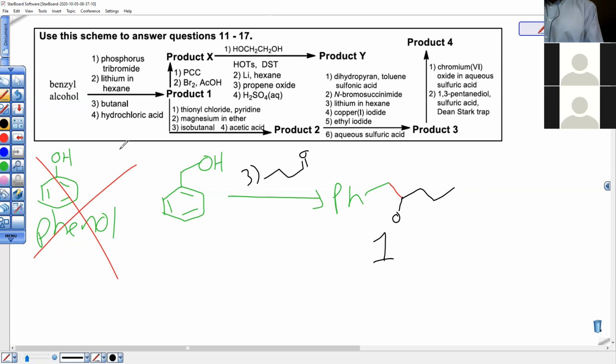Very common theme for this test. So you'd pick the product that corresponds to that with nomenclature. And that's 5 carbons. So 1 phenyl, 2 pentanol. And then going up to product X.